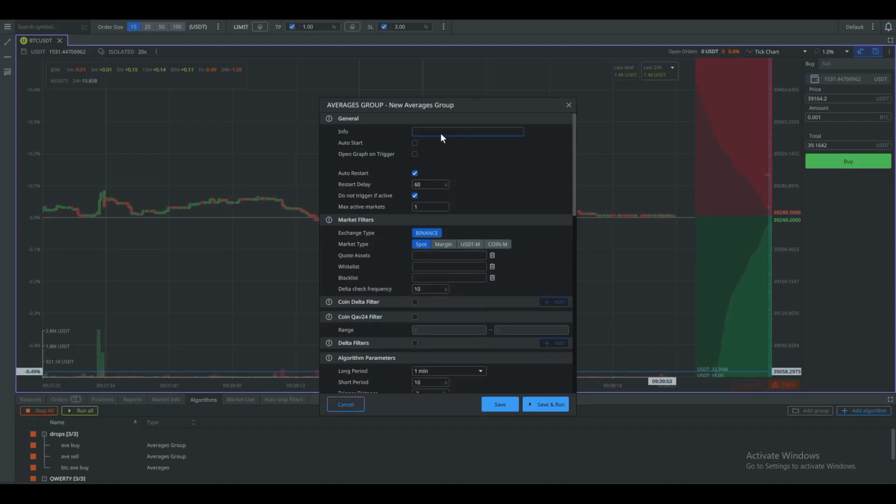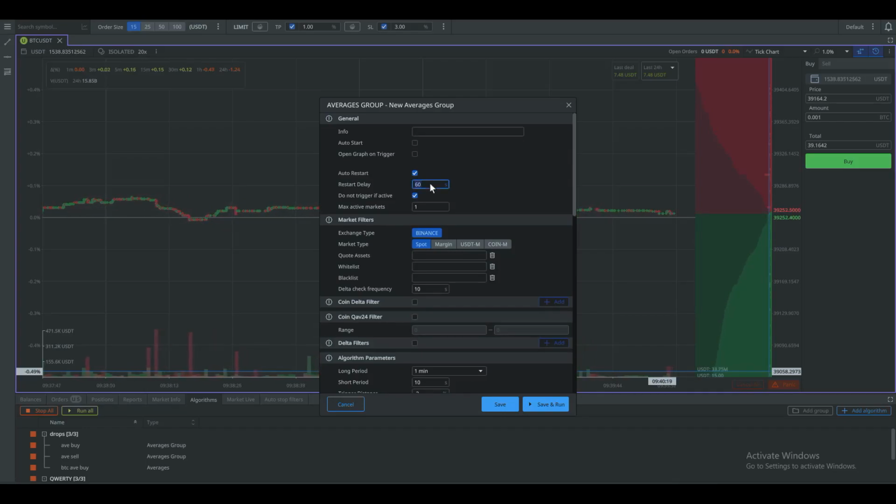Info allows you to add a description to identify your algorithm in a full list of algorithms. Auto start allows you to select whether the algorithm will start automatically after the core is started. Open graph on trigger opens the graph on which the algorithm has placed orders after the algorithm's conditions are triggered. Auto restart allows the user to decide whether to allow the algorithm logic to run automatically if the previously placed order has been executed, thus placing a new order.